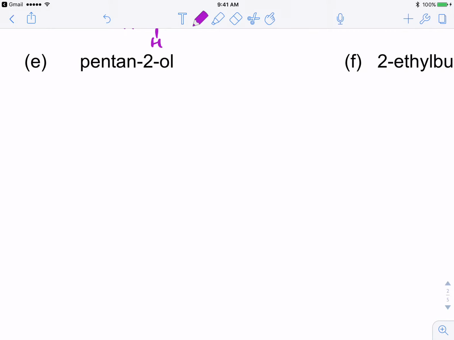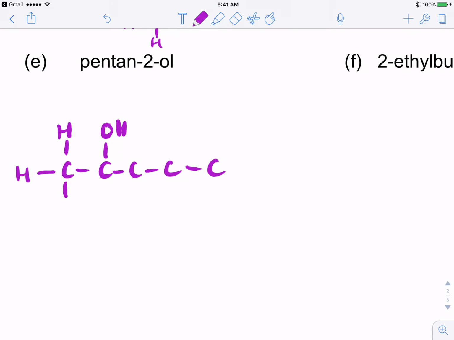Pentan-2-ol, very simple. So 1, 2, 3, 4, 5. Alcohol group at the second carbon, OH. And just add in hydrogen for the rest.